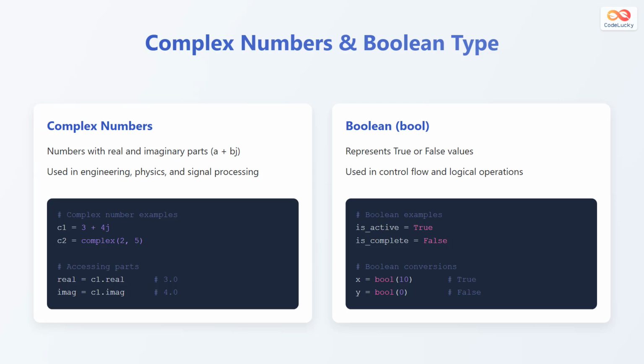The code block also contains the Boolean examples. Is_active is assigned the value True, and is_complete is assigned the value False. You can also convert other data types to Booleans. Any non-zero number will be converted to True, while 0 will be converted to False.